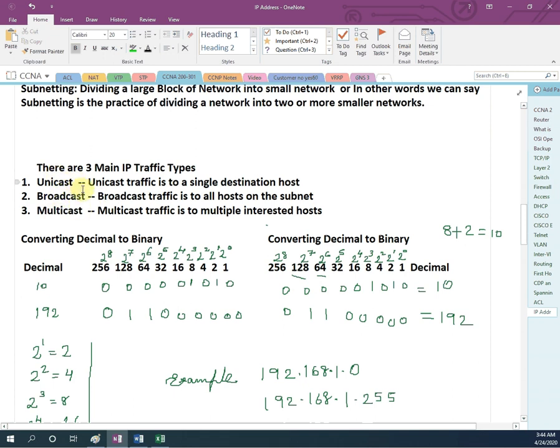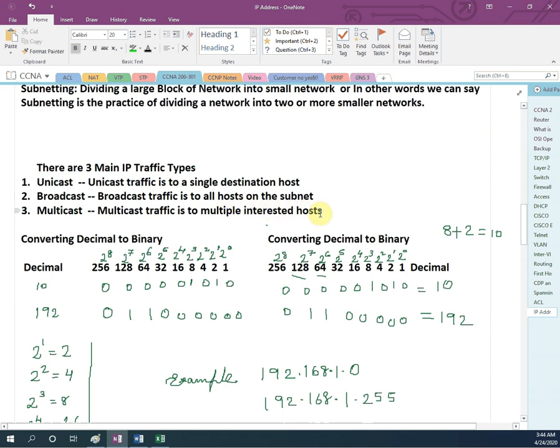Unicast means it will send to a single destination host. Broadcast means it will send to all hosts. Multicast means it will send not to all, but to a particular selected group, whichever hosts are interested. So remember, unicast means one to one, broadcast means one to many, and multicast means one to multiple, whoever is interested.